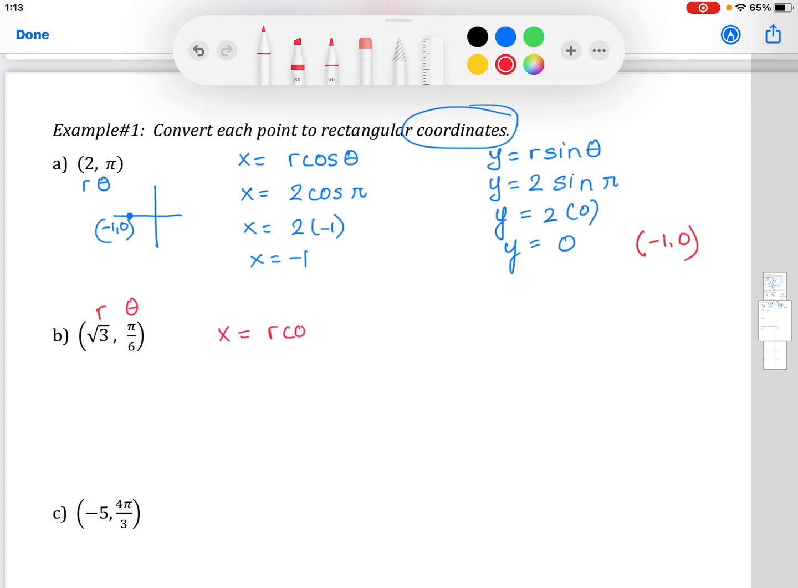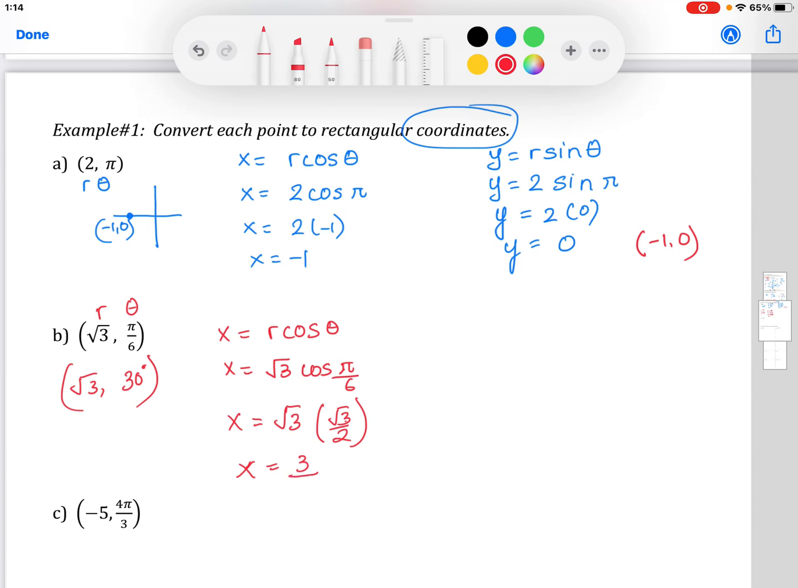The second one, again, it's r comma theta. So x equals r cosine theta. I'm going to write my formula for each one so that we have it memorized. So x is equal to rad 3 cosine pi over 6. Pi over 6, you can either substitute pi with 180, or pi over 6 is 30 degrees. We need to know that. Rad 3 comma 30. So what is cosine of 30? It is rad 3 over 2.